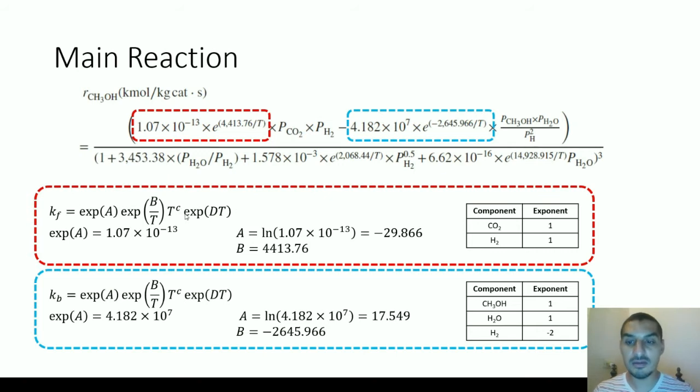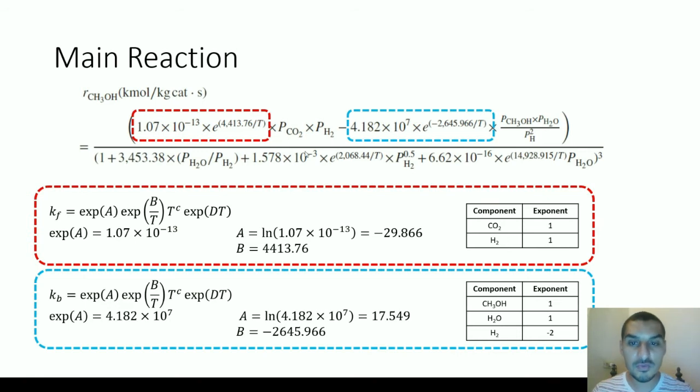So I'm not going to have anything to put here but zeros for c and d, so these terms will be cancelled out. So from this I know that exponential of a equals this number, which means that a equals ln of this number, which is negative 29.86. And b is straightforward. I don't have to do any calculations to get b, so it's going to be 4413.76. So these are the values of a and b that I need to define to Aspen Plus in the k forward term, so that the software understands that this is what I am entering.